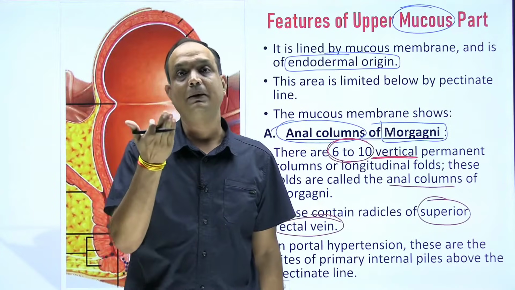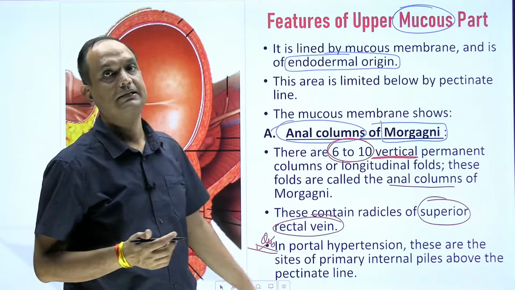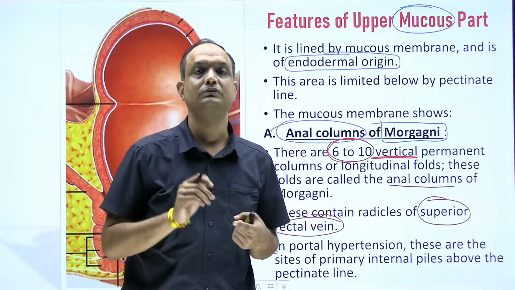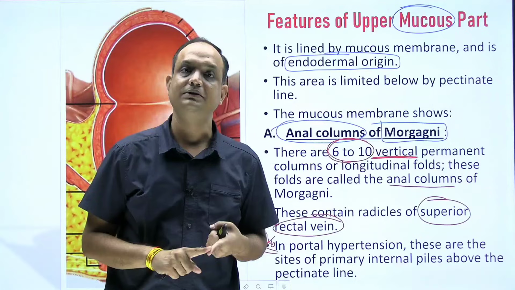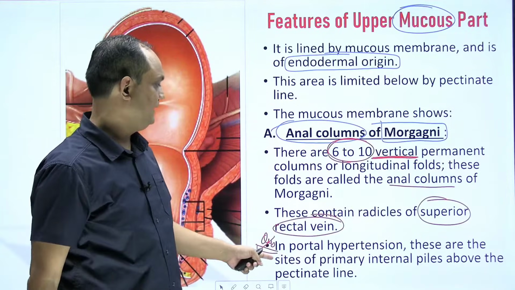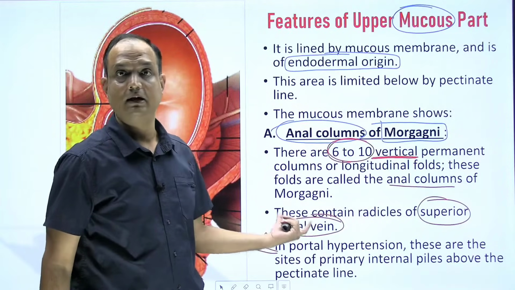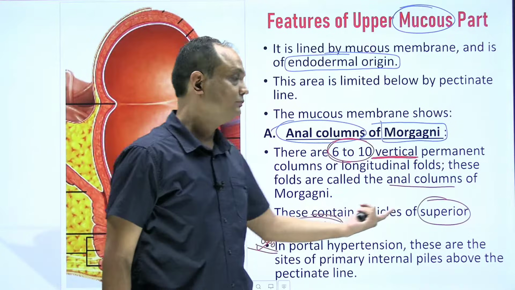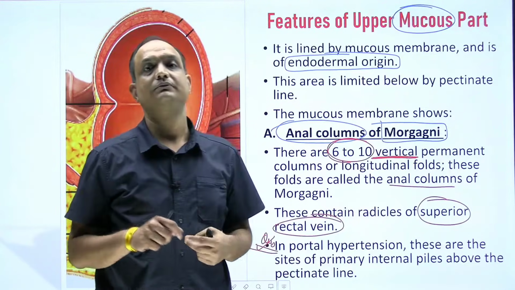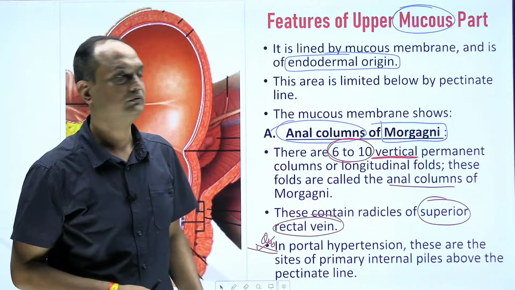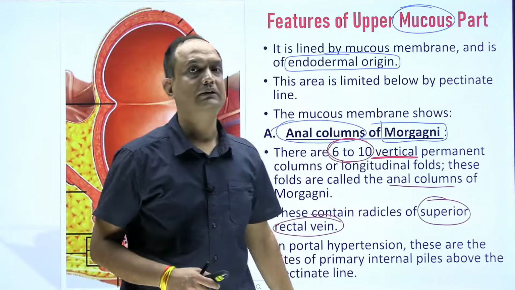So they are known as higher piles, they are known as internal piles, and these piles develop because of portal hypertension. And why in portal hypertension do the piles develop in this area? Because these areas have the superior rectal vein, which is one of the tributaries of the portal vein. So what is the important thing in this slide?